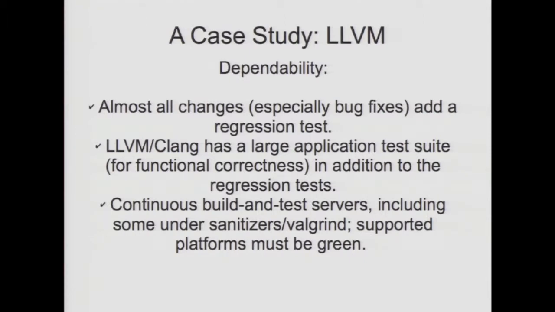Regression tests are small tests that are associated with individual changes. If you're fixing a bug, for example, you want to try, whenever practical, to have a small test that exhibits that bug, and that way you add that test when you fix the bug, and that's how we make sure there are no regressions. That's what we call a regression test.